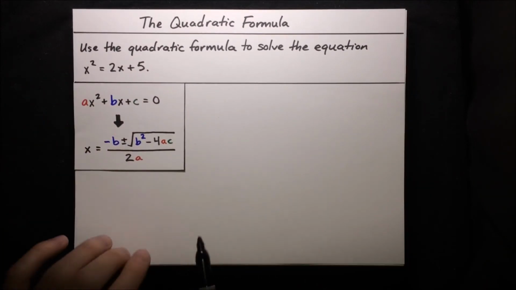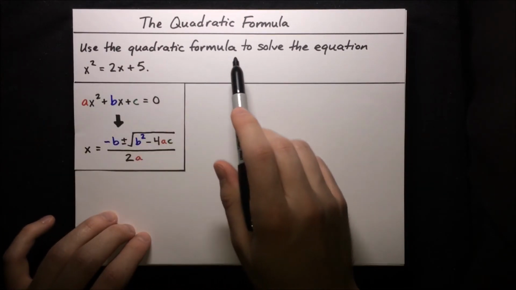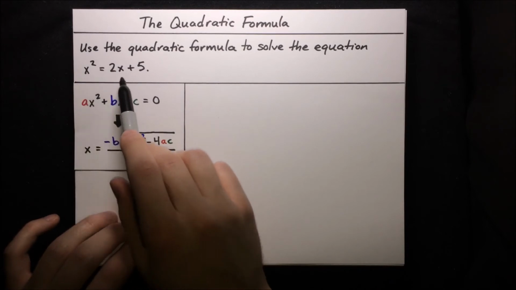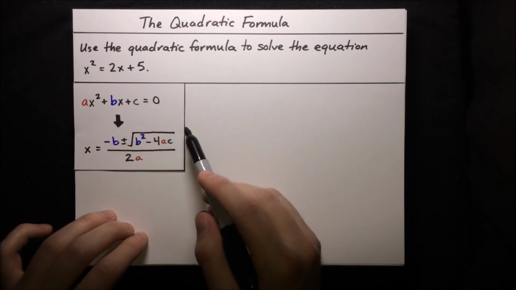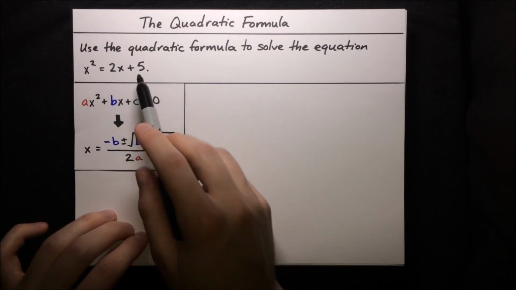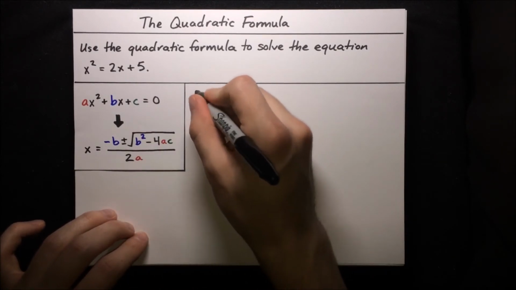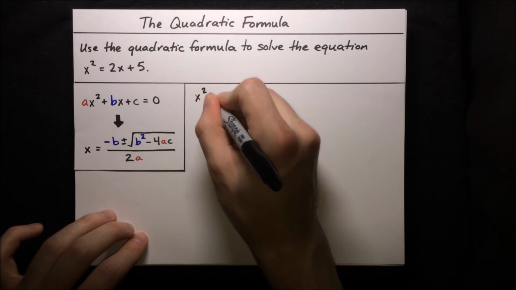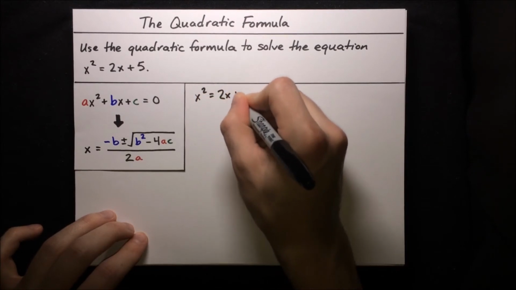All right, here's a second example. We want to use the quadratic formula to solve the equation x squared equals 2x plus 5. And now that we're a little bit more familiar with how this whole process works, let's go ahead and try to move through this example a little bit more quickly. So we have x squared equals 2x plus 5.